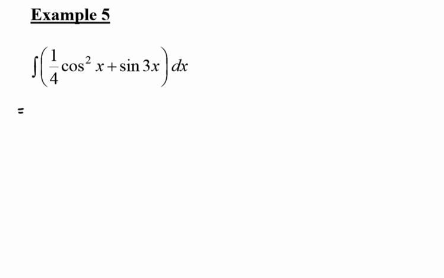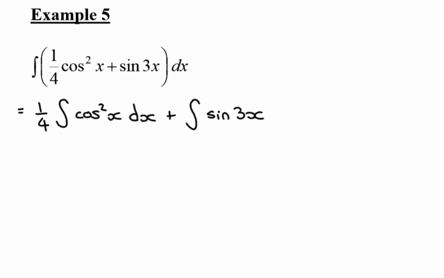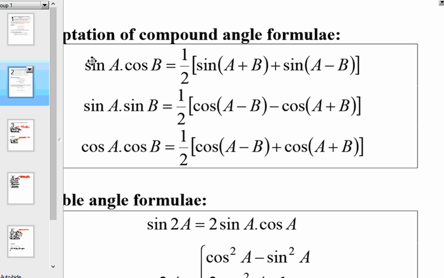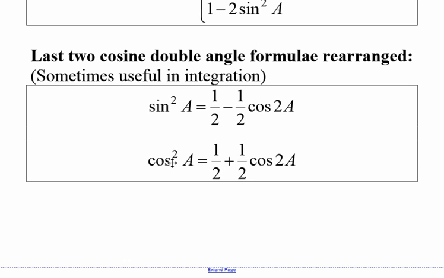So this is the integral of a quarter cos squared x. I can immediately take out the quarter. So I'm integrating cos squared x with respect to x plus the integral of sine 3x with respect to x. Cool. Now again, you should be starting to identify that I don't have a cos squared x, but I do have a nice identity with a cos squared x. So let's go back there. There you go. Cos squared of an angle I can rewrite as that. So let's do that.